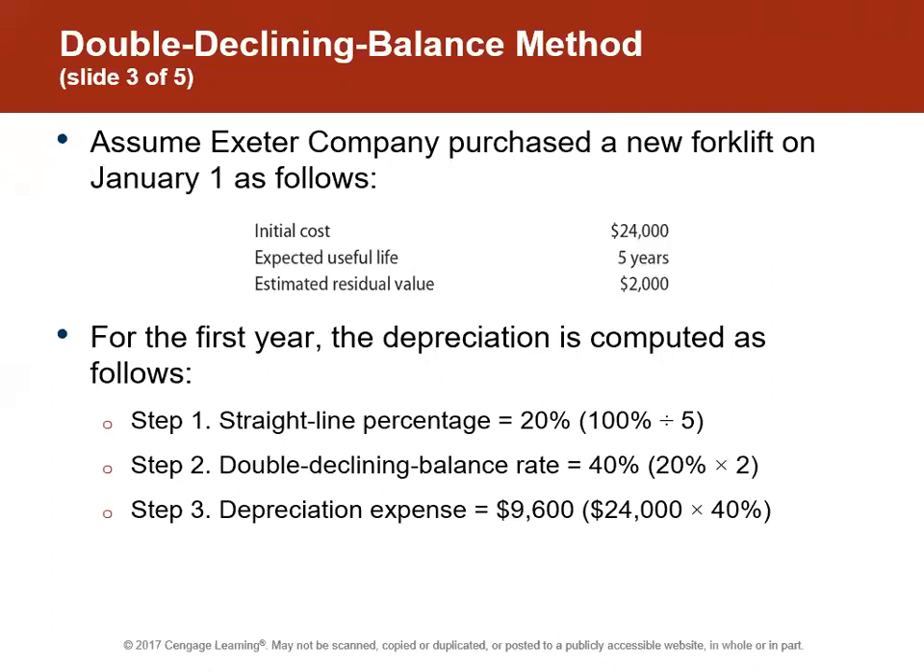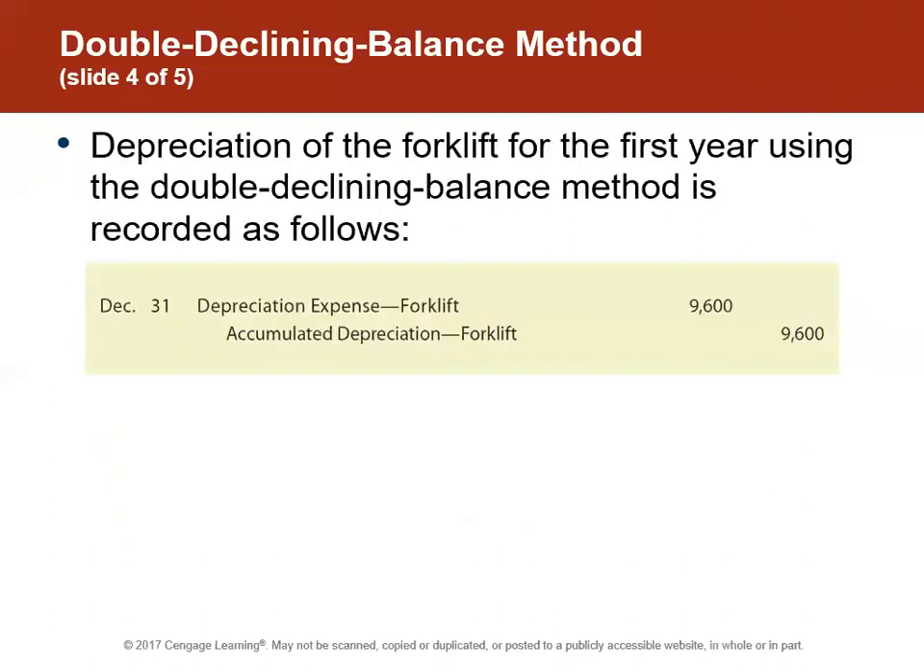So year two, our book value is 14,400. So when we come to the end of year two, we're going to take book value times 40% to calculate year two's depreciation. So we're supposed to use the same 40% every year? Yes, your 40% stays the same, but your book value changes every year. And then again, your debit and credit accounts stay the same. You're just getting a different amount.